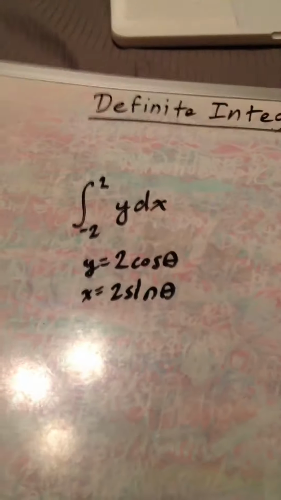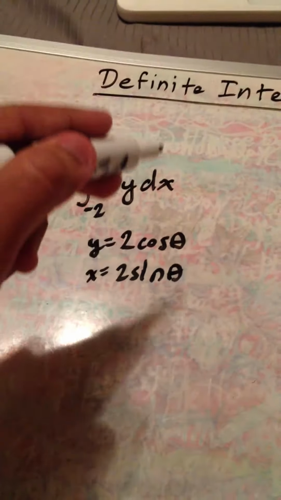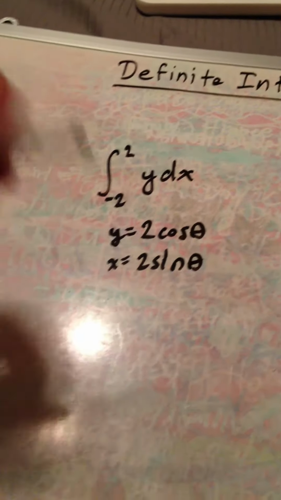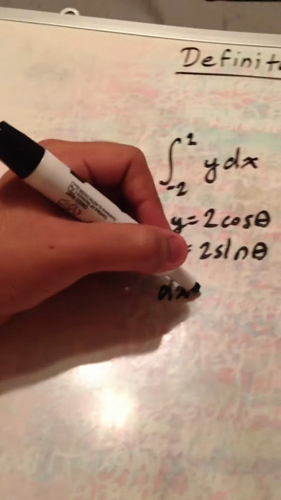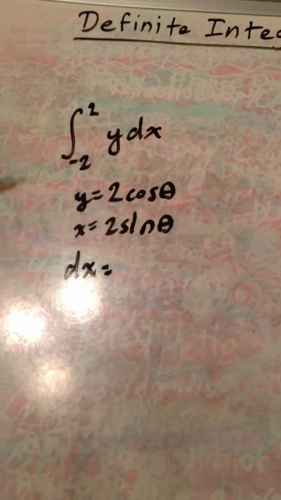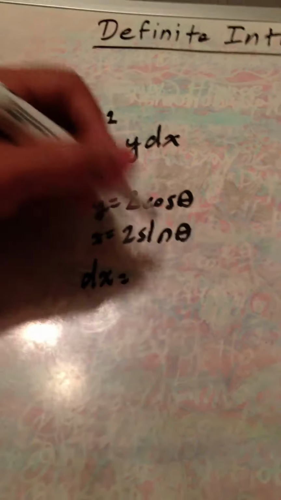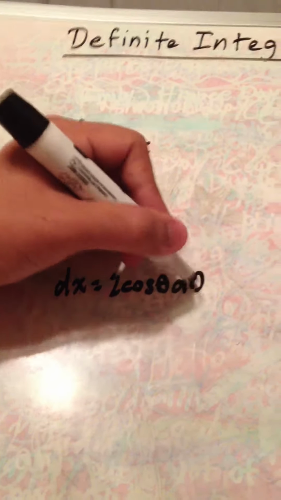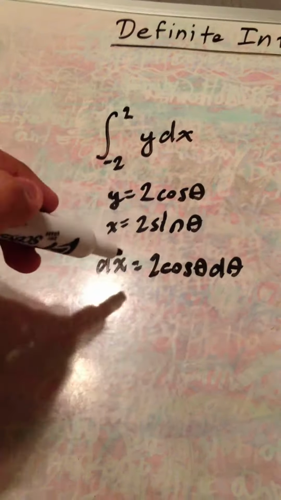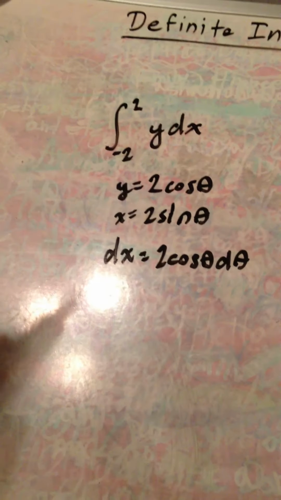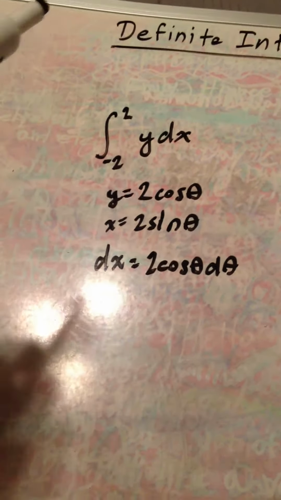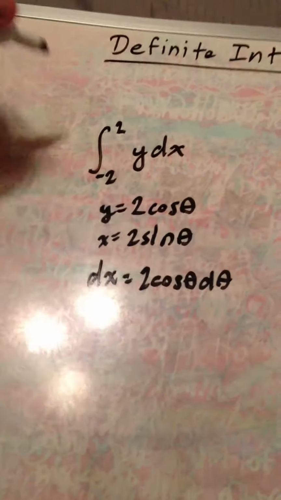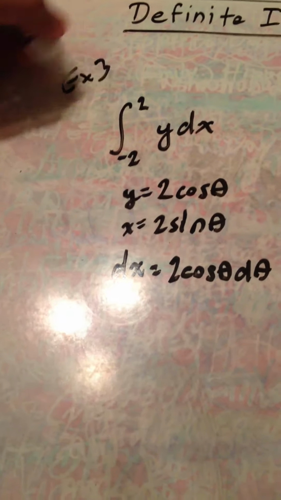Now, the first thing you need to do is notice that there's a dx involved in the equation. Therefore, we need to find dx since we know the value of x. The derivative of 2 sine theta is 2 cosine theta d theta. In the end, we're going to plug these x, y, and dx values right into there. But there's one really important step that's special for parametric equations. By the way, this is example 3, sorry.